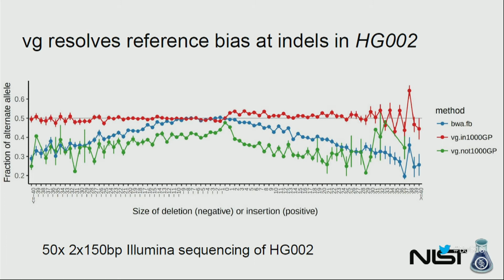And for alleles that are not in the 1,000 Genomes graph, we have the same kind of effect with VG. It's not doing any better in that sense. But for alleles in the graph, we completely remove the reference bias. Like they're seen as if they're part of the reference.